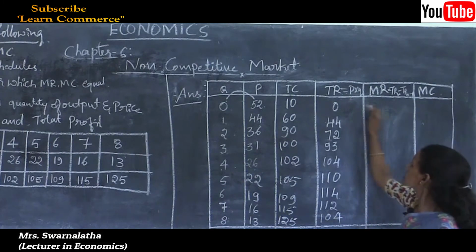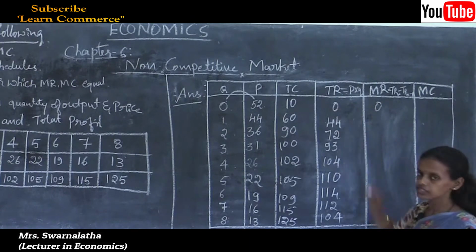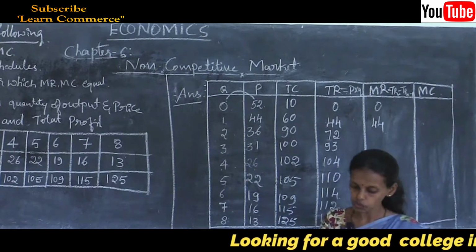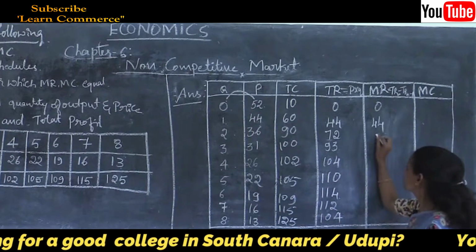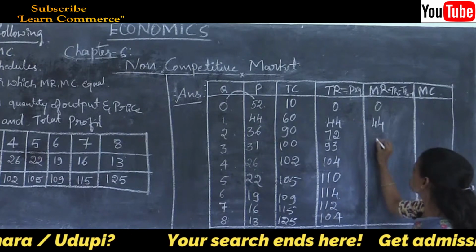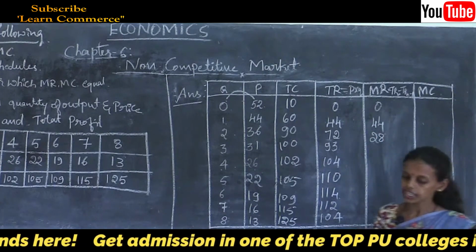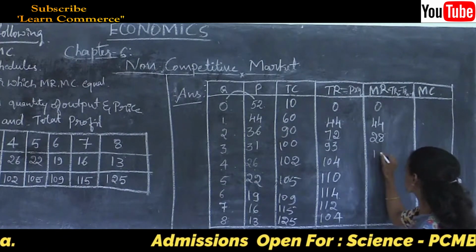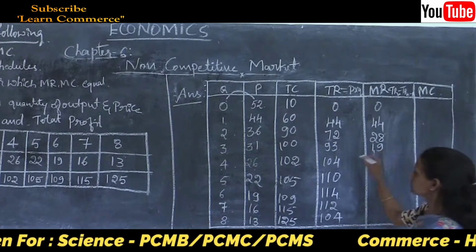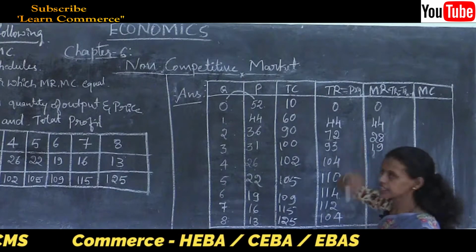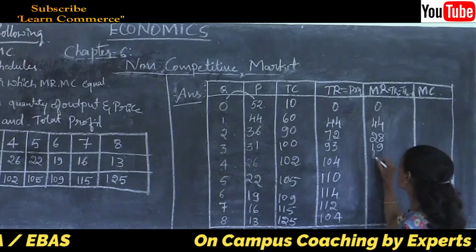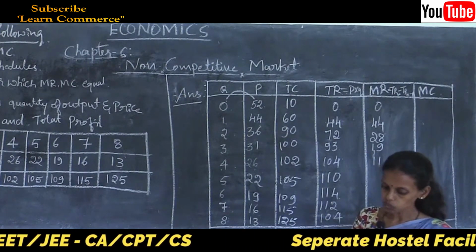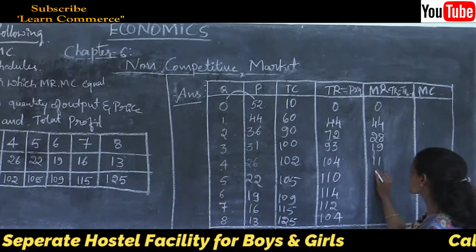So 0 minus 0 is 0. 44 minus 0 is 44, so marginal revenue is also 44. Again 72 minus 44 is 28. 93 minus 72 is 21. Again 104 minus 93 is 11. Next 110 minus 104 is 6.